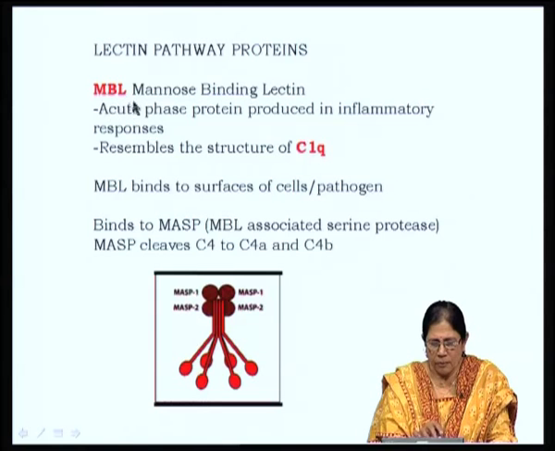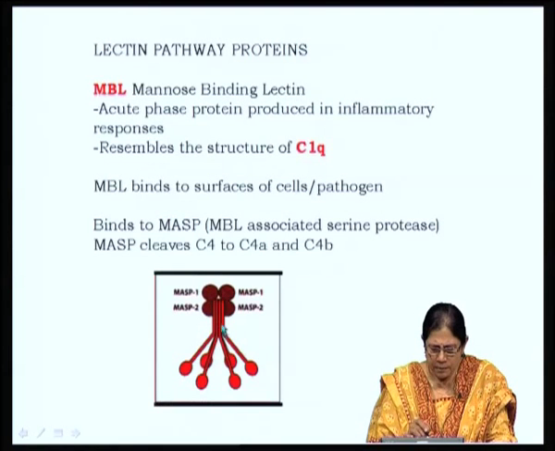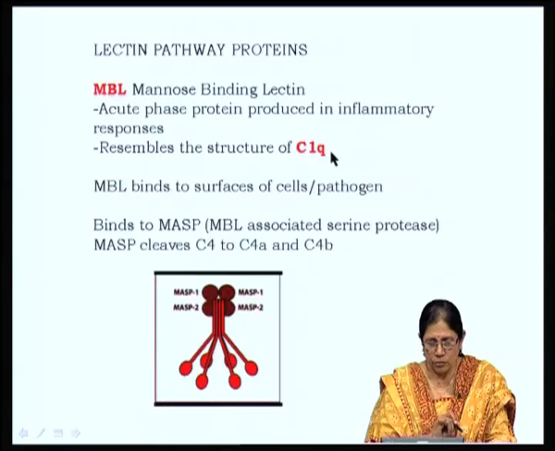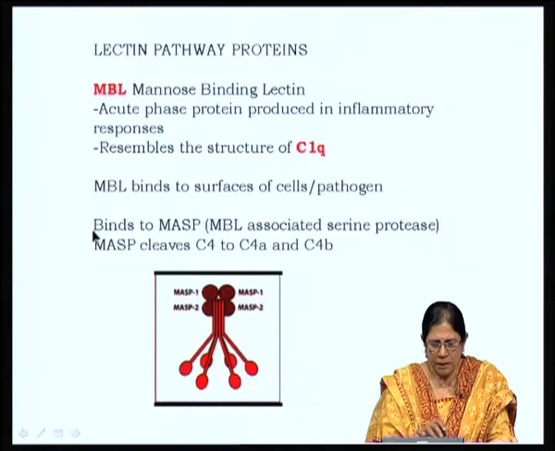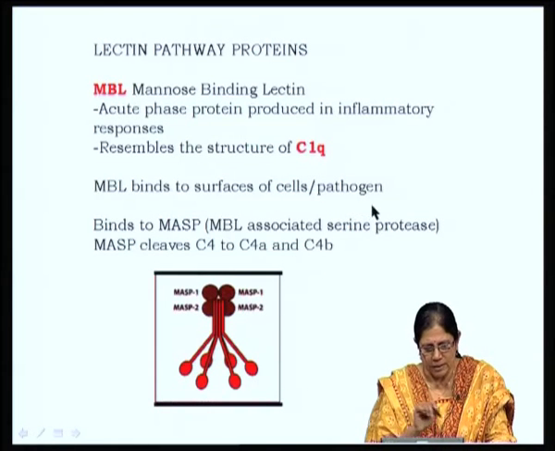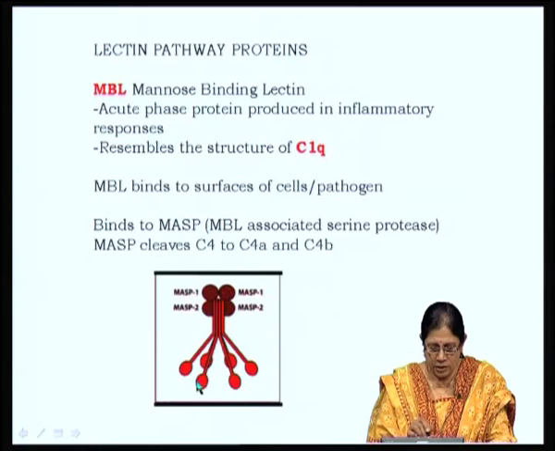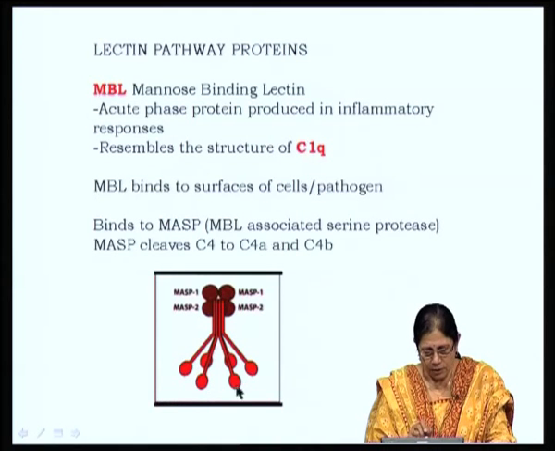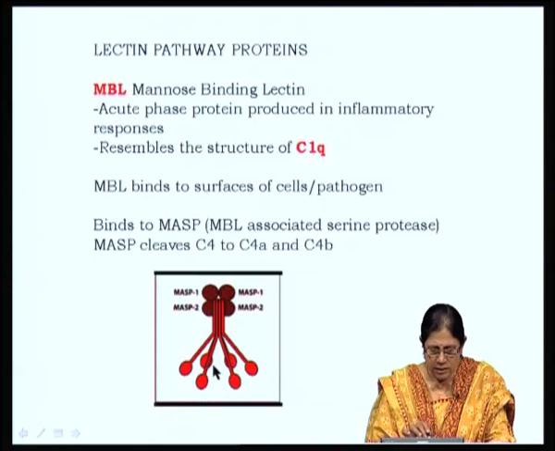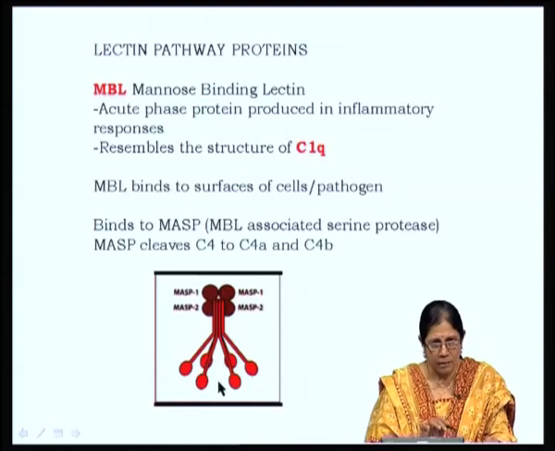It is synthesized and secreted when there is an extensive inflammatory response. MBL, short for mannose binding lectin, resembles the structure of C1q. It is not identical, but resembles. Once MBL is synthesized, it binds to surfaces of cells and pathogens in a similar fashion. These heads bind to mannose present on bacterial surfaces, and you might remember again that bacterial surfaces have more mannose exposed on the cell surface than mammalian cells.